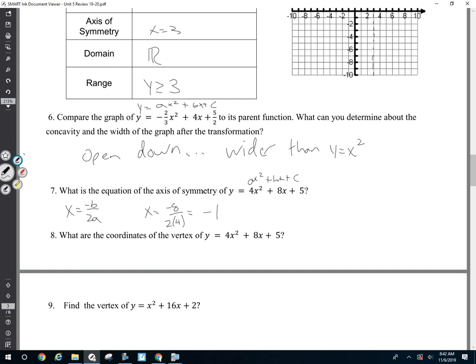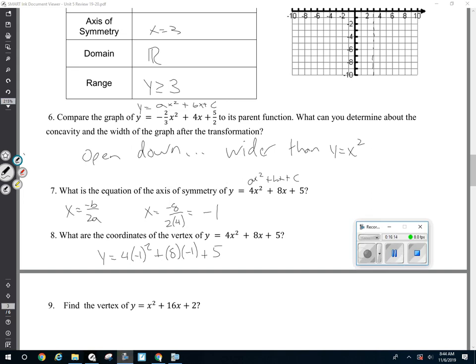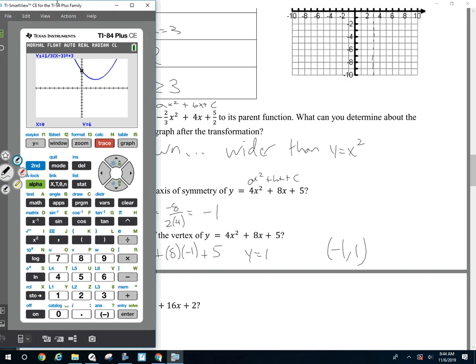What are the coordinates of the vertex? Well, I know what the x-coordinate is. For the y-coordinate, I could just plug this into my calculator and graph it, and then plug in -1. But it's easy to do by hand in this. So I got 4 minus 8 plus 5. So -4 plus 5 is 1. So my vertex has to be at -1, 1. Again, you will have your use of your calculator. So graph, and you could also just visually see 4x squared plus 8x plus 5. I know the vertex is going to be at -1. I confirm that. Trace -1. Boom, 1.